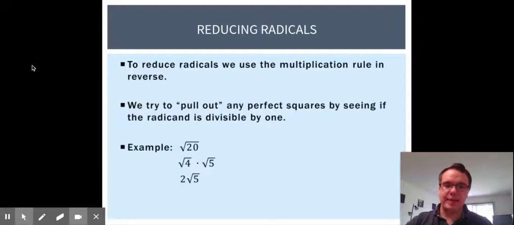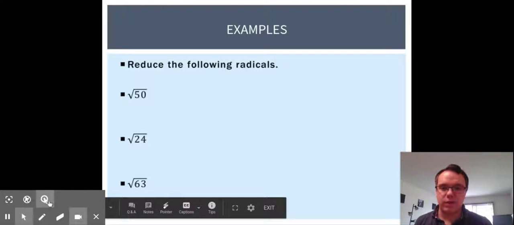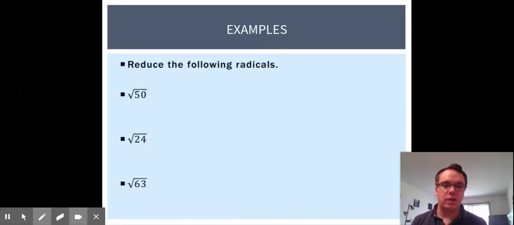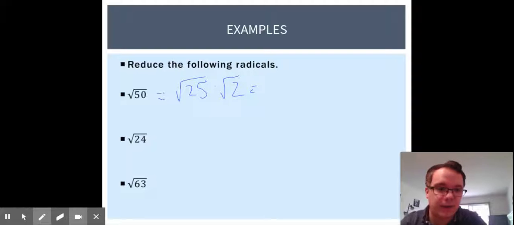So we're going to do some examples. The square root of 50, square root of 24, and the square root of 63, we're all going to simplify. So square root of 50, what are two numbers that multiply to get 50? Well, the biggest perfect square that goes into 50 that I can think of is 25. So if we change the square root of 50 to the square root of 25 times the square root of 2, the square root of 25 is a perfect square, so that's 5. So that gets us 5 square roots of 2.